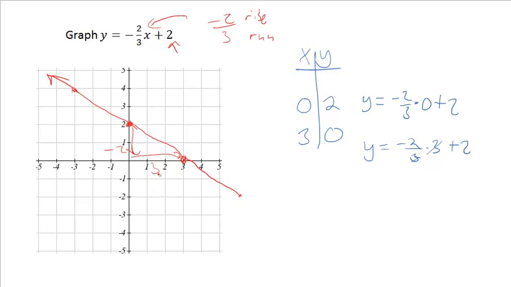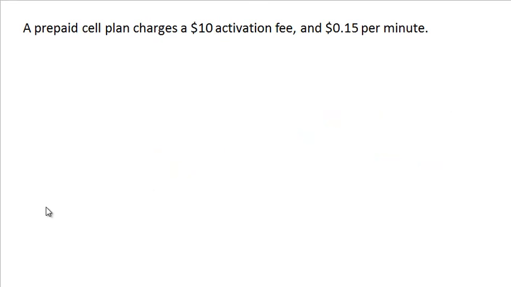Okay, so now let's transition a little bit, moving away from what we talked about before. Let's look at another application of this slope-intercept idea. So let's think about this situation. A prepaid cell plan charges a $10 activation fee and 15 cents per minute. So when we see something like this and we want to come up with an equation, we can ask ourselves what quantities are changing. So what quantities are involved in this problem?